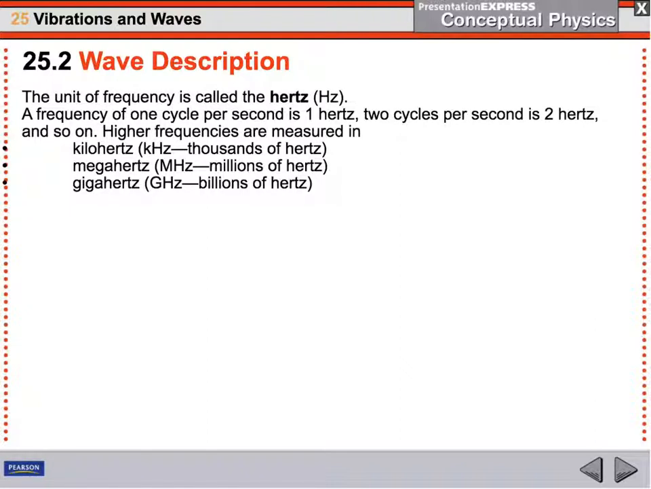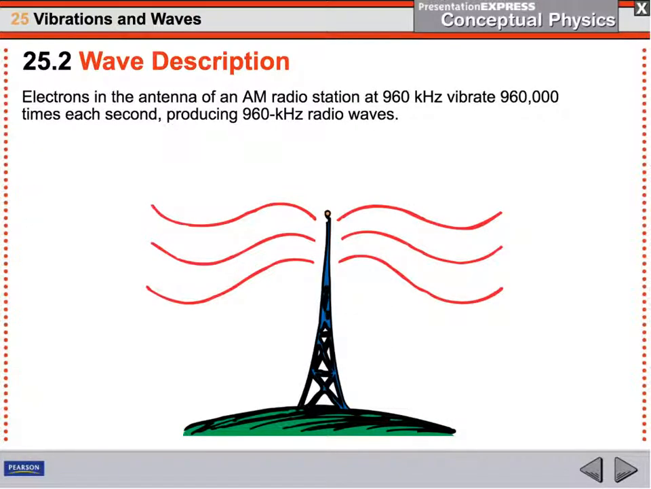The unit of frequency is called the hertz. 1 cycle per second is 1 hertz. 2 cycles per second is 2 hertz, and so on. Higher frequencies are measured in kilohertz, megahertz, and gigahertz. The one way you're going to remember this, if I had hit you frequently, it's going to hertz. Electrons in the antenna of an AM radio station at 960 kilohertz vibrate 960,000 times each second, producing the 960 kilohertz radio waves.